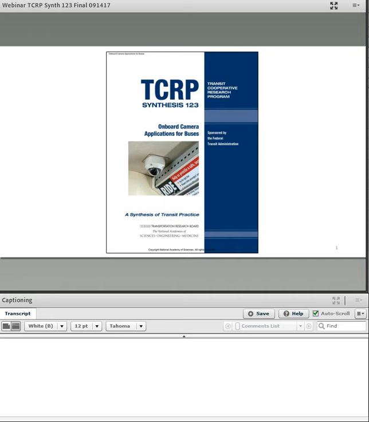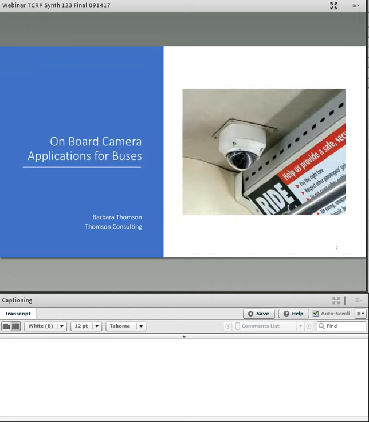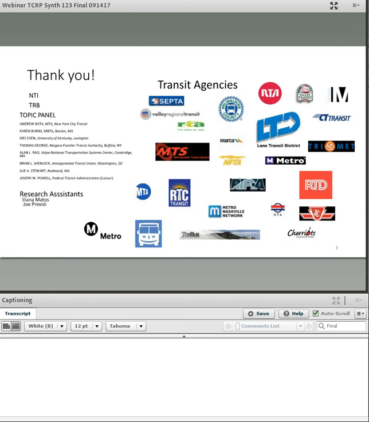Hi, everybody. I'm Barbara, and I've put together, with the help of a large team, TCRP Synthesis 123, Onboard Camera Applications for Buses. As you can see in the first picture, there's a little camera in the corner. I'm sure you have seen these, if not on your buses, then in other facilities or on other buses. First thing I really want to say to everybody is thank you.